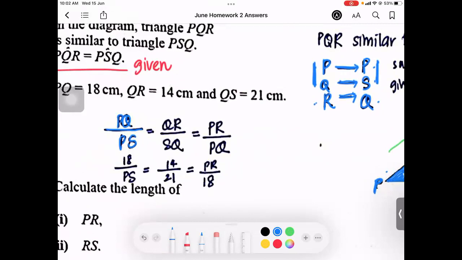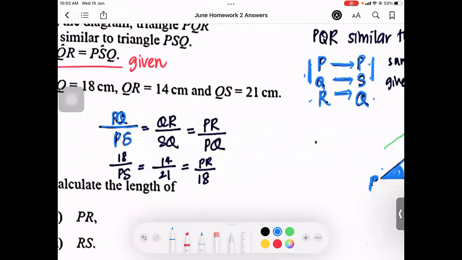From here, we can find the matching of the other sides as well. QR with SQ. Labeling must be correct. QR with SQ. And then last but not least, PR with PQ. So for students who cannot see through the diagram, you match through labeling. Okay, this is always the first few steps that you must do whenever you handle similar triangles.